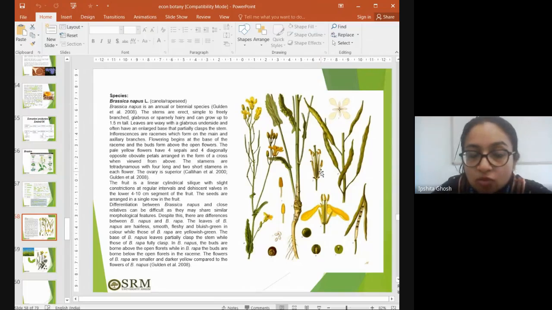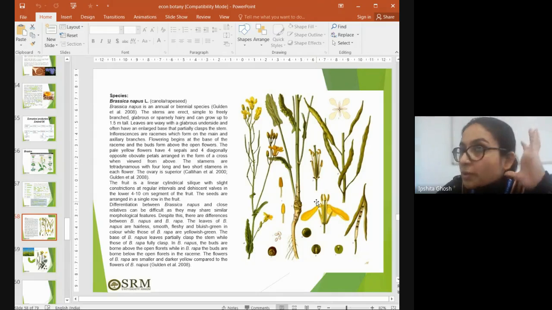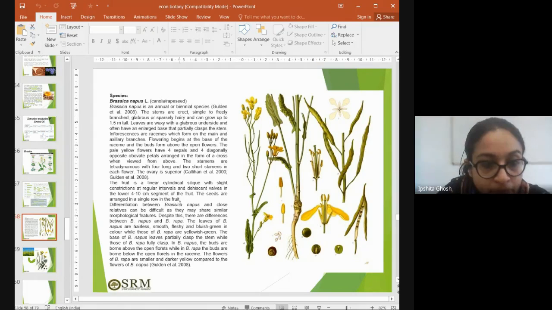Okay. So whenever you have to remember the characteristics, please go through the images again and again. Once you remember the image, then it is easier for you to remember the points. So there are a total of 6 stamens, of which 2 are characteristically smaller and 4 are larger.